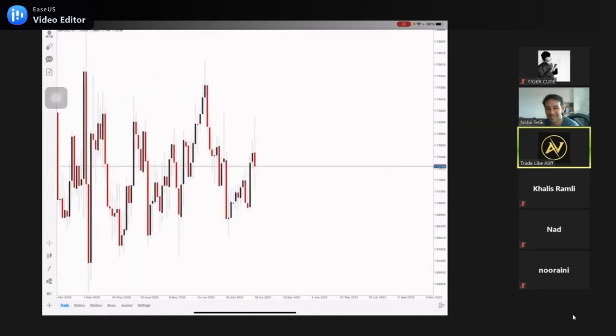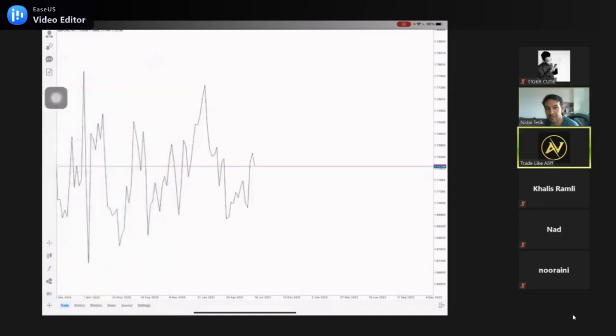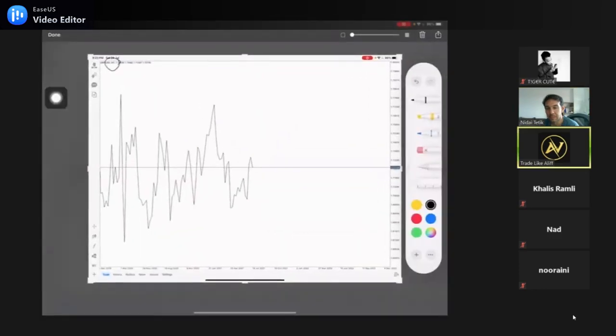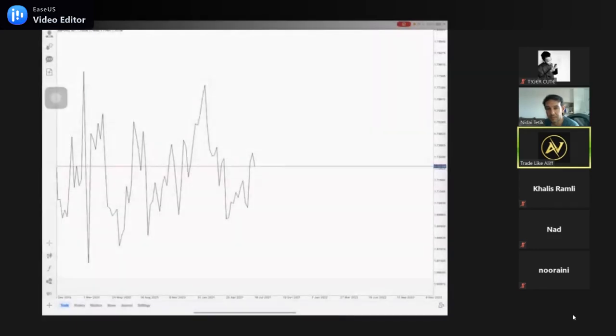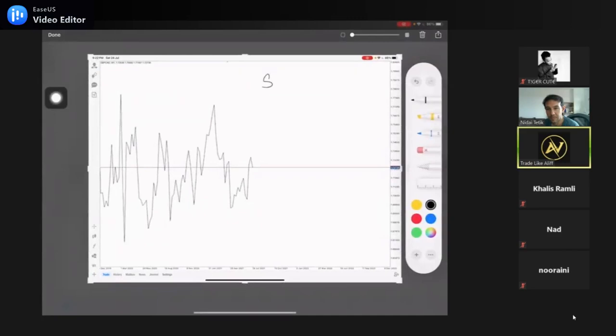So first we start with the line chart. We start with weekly. Every day, let's say tomorrow you want to do your analysis for the week, you go to weekly and open your line chart. You have to mark first anything you want to do. You have to mark your support and you have to mark your resistance. You must have both.